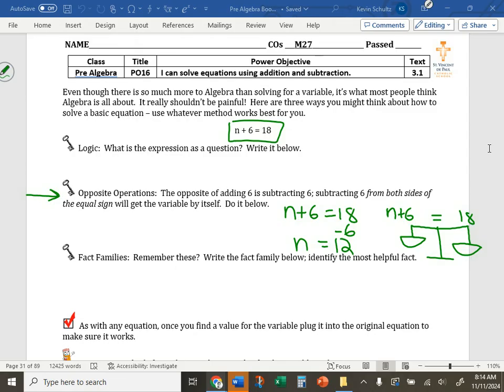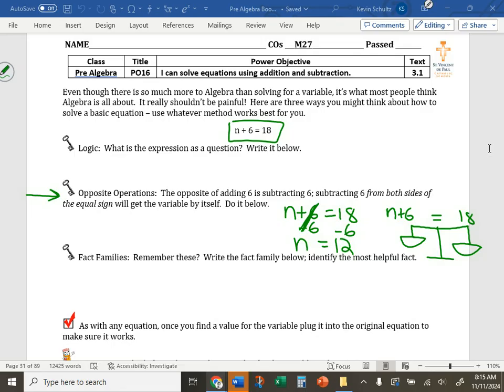If we take away 6 from the right side, what do we have to do to keep it balanced? Where else do we have to take away 6 from? The left side, right? And why this works is because if we subtract 6, Bryn, if we subtract 6 from 6, what do we get? 0. And n is left by itself.